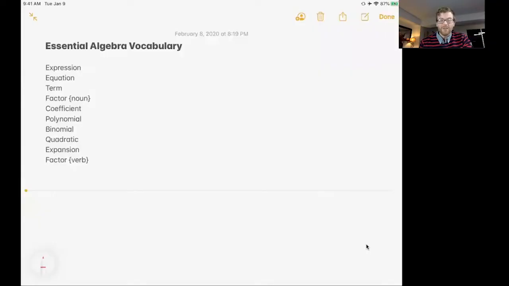That's a vocabulary problem. So I'm going to go over all this essential algebra vocabulary in preparation for my next video, which is going to be about factoring. But in factoring, we use a ton of vocabulary, and so I want to make sure that you're on board with it. All right, so here we go. The first word I want to talk about is expression. So what is a mathematical expression?